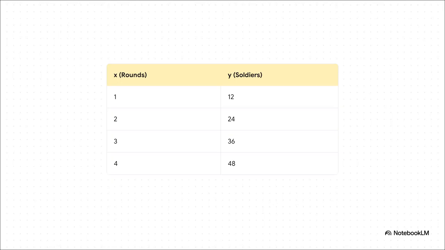And if you look at the data table here, you can see the relationship is just perfectly linear. After 1 round of training, you've got 12 soldiers. After 2 rounds, boom, 24 soldiers. And it just keeps going like that. This really predictable growth is the pattern that the whole lesson is zeroing in on.